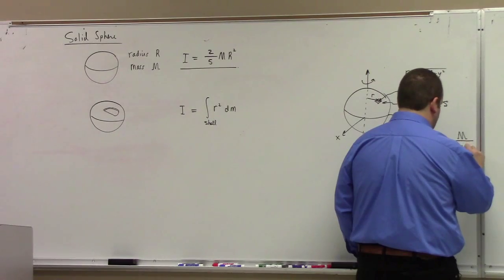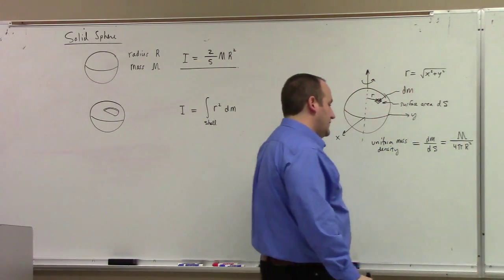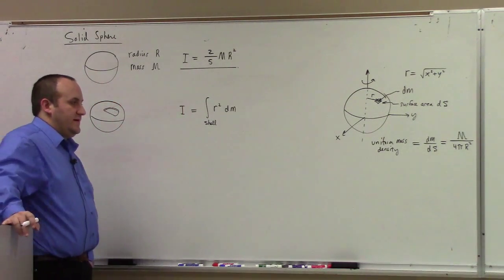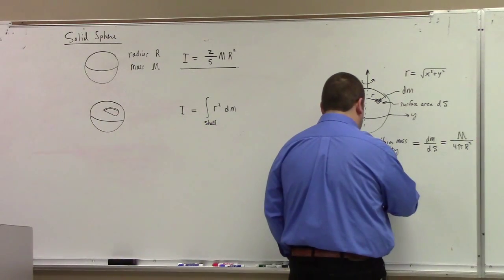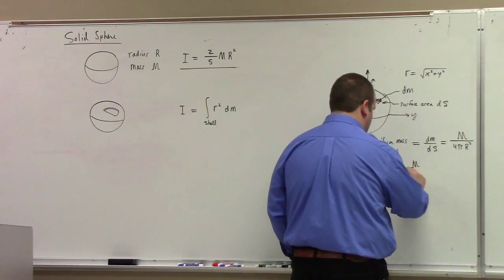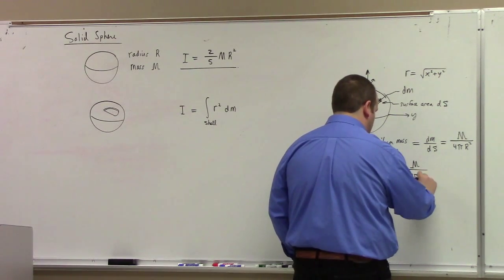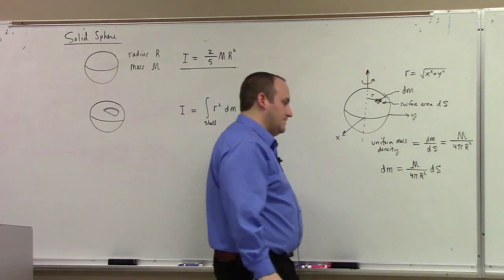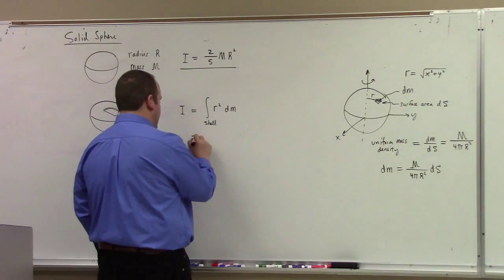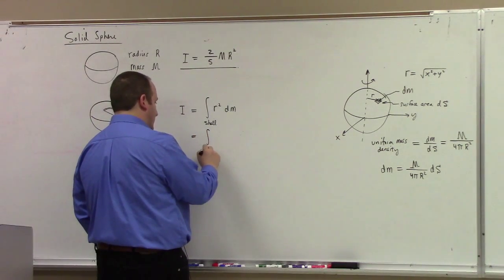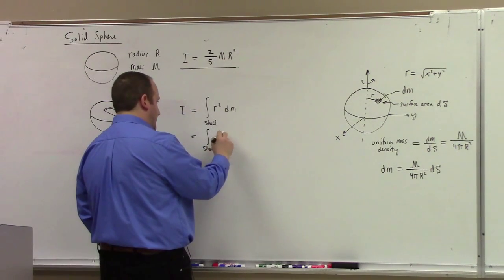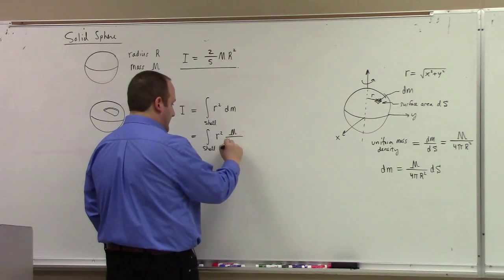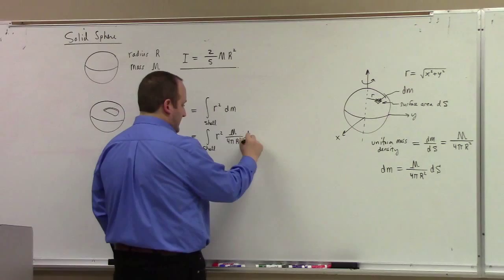Now, some of you don't know that. That's okay. You should take Calculus 3; you'll derive it there. So there you go, that's the relation. So I can solve: dm is equal to big M over 4 pi r squared dS. Okay, so I can trade this for an integral over the shell of r squared times M over 4 pi r squared dS.